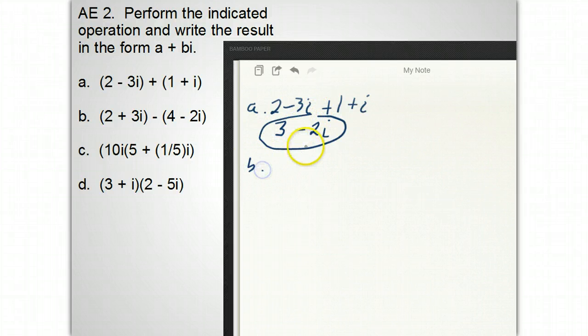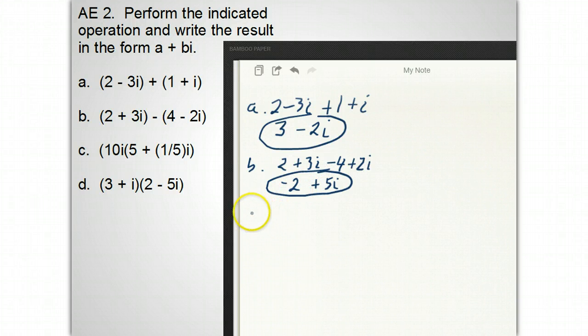Part B, another example, subtraction. Again, if we're going to follow the same rules as with real numbers, we'd write this as 2 plus 3i, and then that minus is going to be distributed over the 4 minus 2i, so it's minus 4 plus 2i. And now it becomes like example A. We combine the real parts, that's negative 2, and now the imaginary parts, plus 5i. I'm purposefully writing these in the form a plus bi. So that's negative 2 plus 5i.